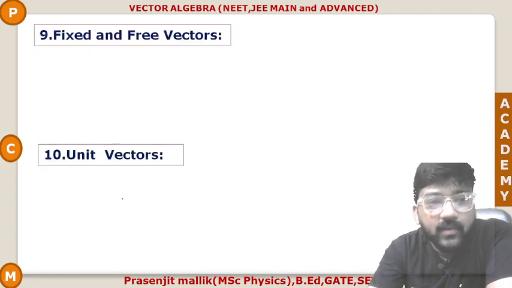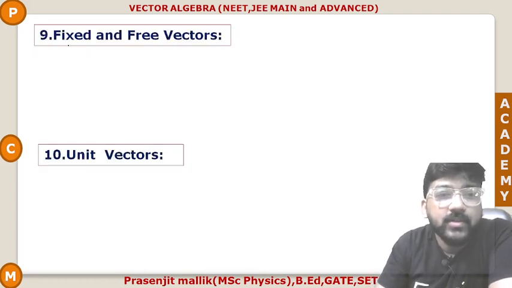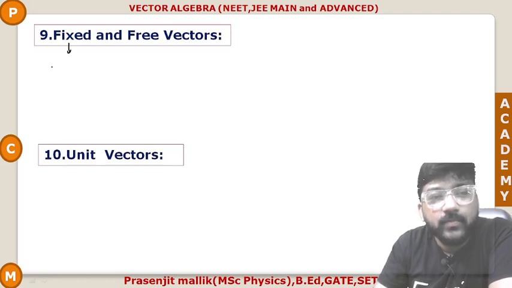Now fixed and free vector. Fixed vector means the initial point is fixed here. For a fixed vector, the initial point is fixed.